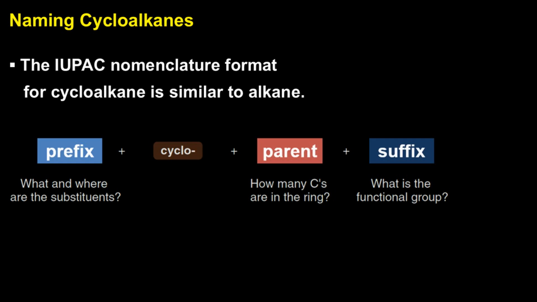Let's get started. First, let's go over the general format for naming cycloalkanes. The name usually follows a simple pattern: prefix, cyclo, parent, and suffix. The prefix tells us what substituents are attached to the ring and where they're located. The cyclo part just means the structure is cyclic, so it forms a closed ring instead of a straight chain. The parent tells us how many carbon atoms are in that ring, and the suffix defines the functional group. For cycloalkanes, that's usually ane, since we're only dealing with single bonds. Alright, now let's break it down, step by step.